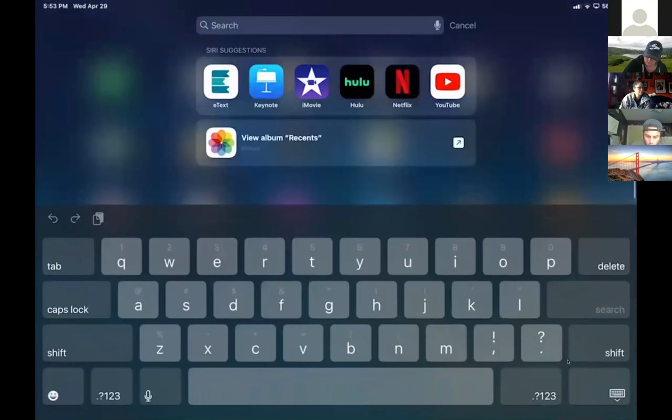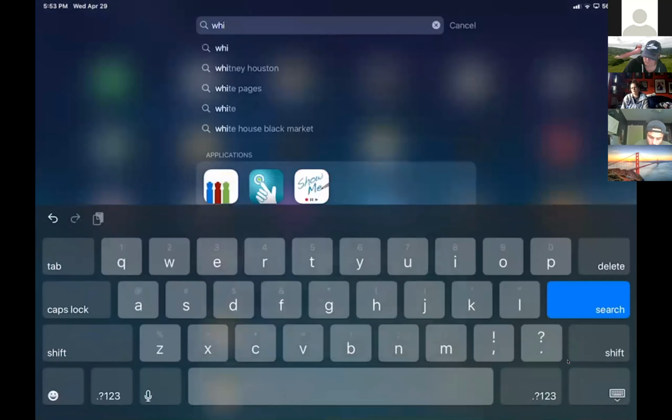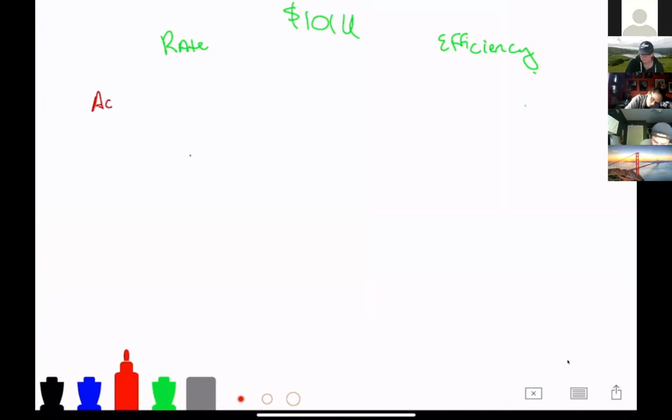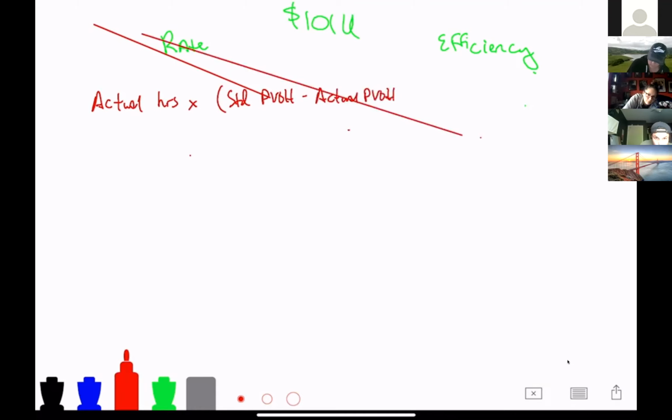So what we can do is look at how much of that is related to the rate that we chose, and how much is related to the efficiency. Okay. And we have 101 unfavorable, right? So for the rate, it was the actual hours times the difference between the standard PVOH and the actual PVOH, sorry.